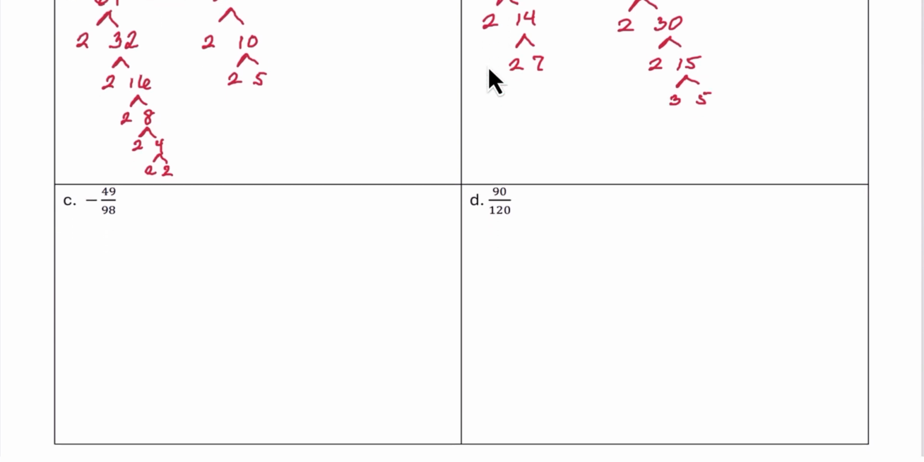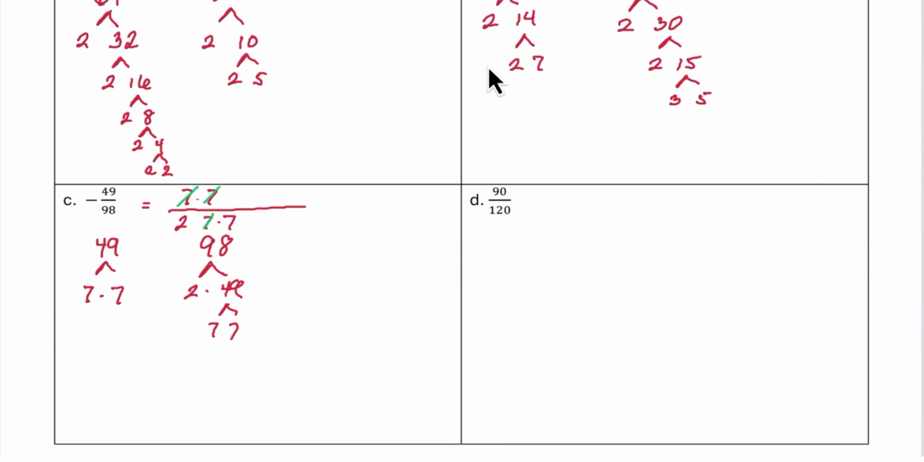In our next example, let's get the factors of 49. Prime factors of 49 are 7 times 7. And then 98, we have 2 times 49. And again, 49 breaks up into 7 times 7. So 98 we can write as 2 times 7 times 7.